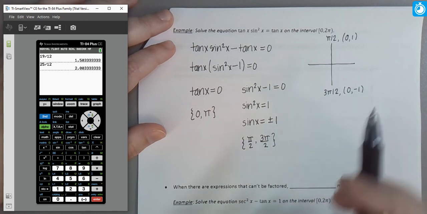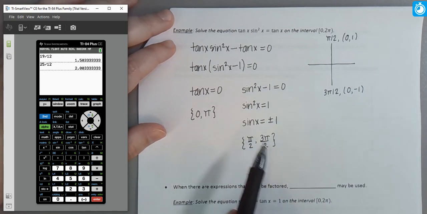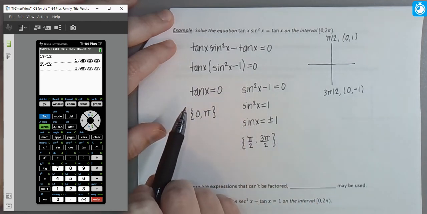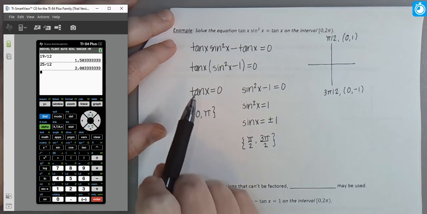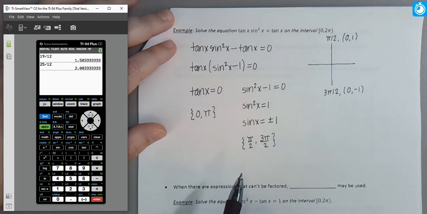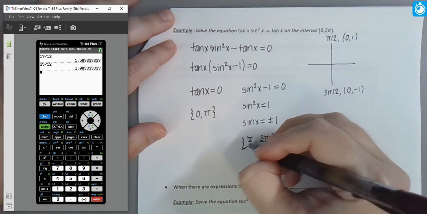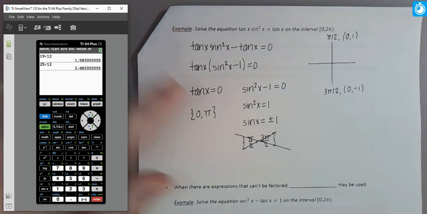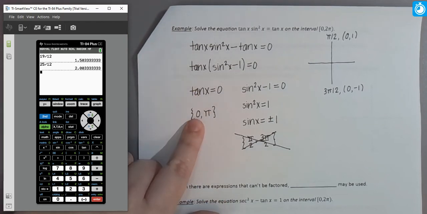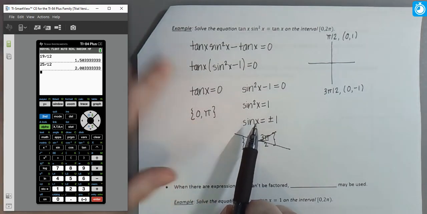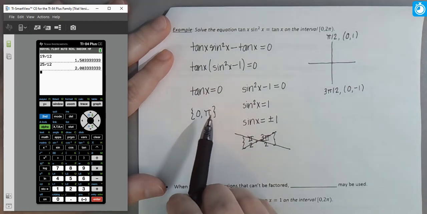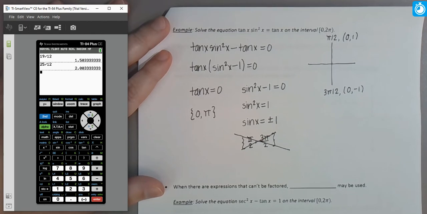So although these two solutions satisfy the sine portion of this equation, they are not included in the domain of the tangent function. So if we were to plug them into the tangent function, they give us something that is now undefined. So these are not actually solutions to the equation. Now what about 0 and pi? Well, they came from the tangent, so we know they're okay with tangent. And again, sine has a domain of all real numbers. We can sub in any radian measure we want, and the sine will be defined. So 0 and pi are going to be solutions to our equation.